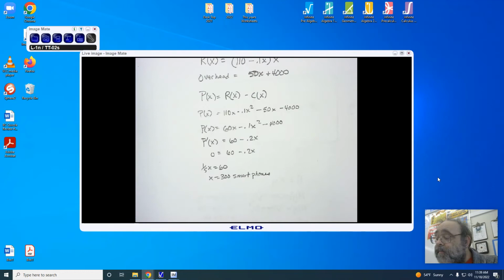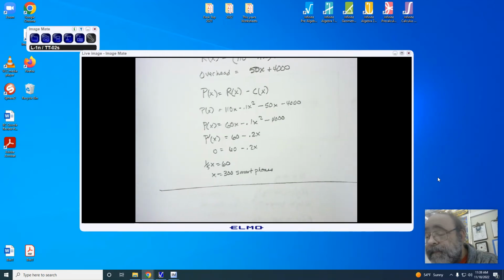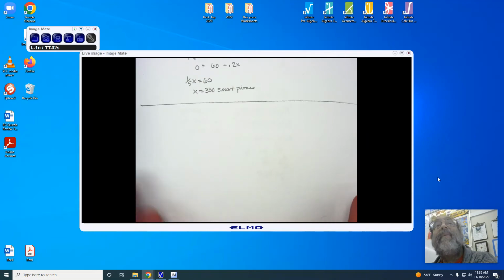The company should manufacture and sell 300 smartphones to maximize their profit per day. That is question number 2. Number 3. We now have a rancher.